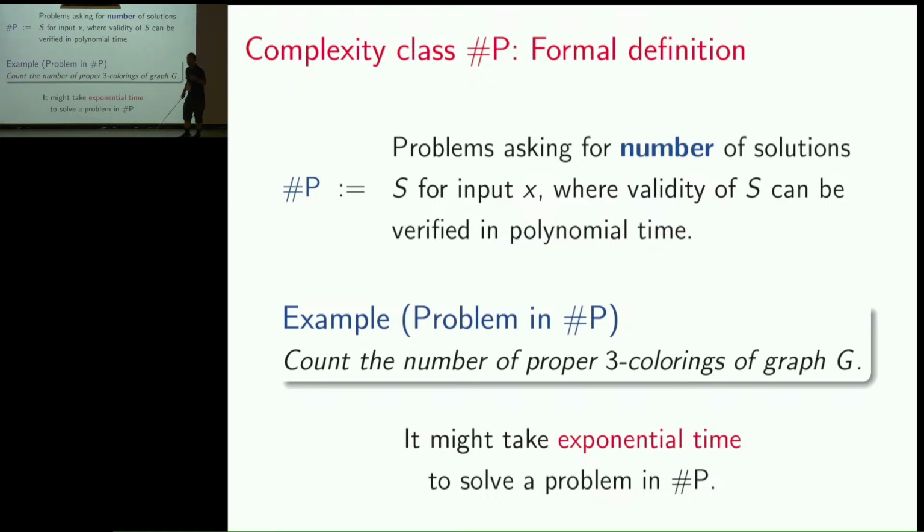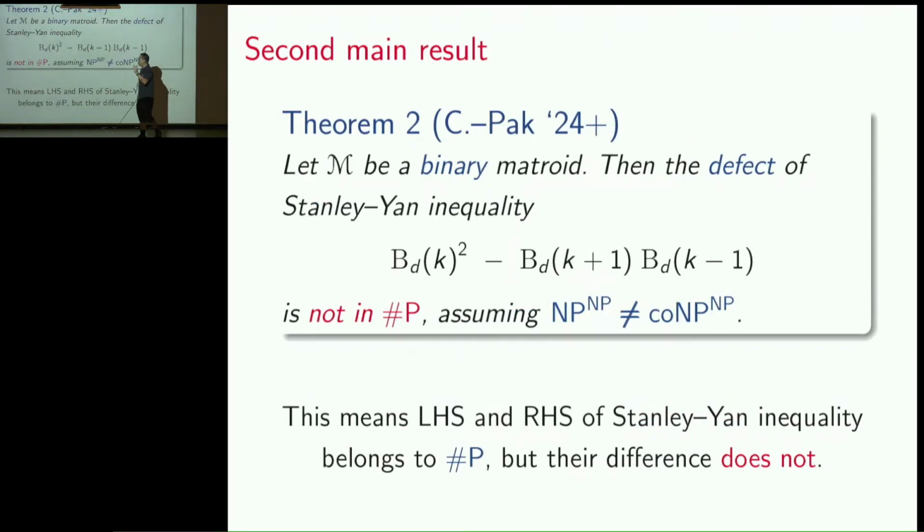Okay? And under this notation, under this definition, we can now state our real main result. So consider this number in the Stanleyian inequality. By Stanleyian inequality, this number is a non-negative integer. In particular, you can define a counting problem to ask for the exact value of this thing. I claim this counting problem cannot possibly be in sharp P, assuming something that will win us $1 million, assuming something that is a bit stronger than P not equal to NP.